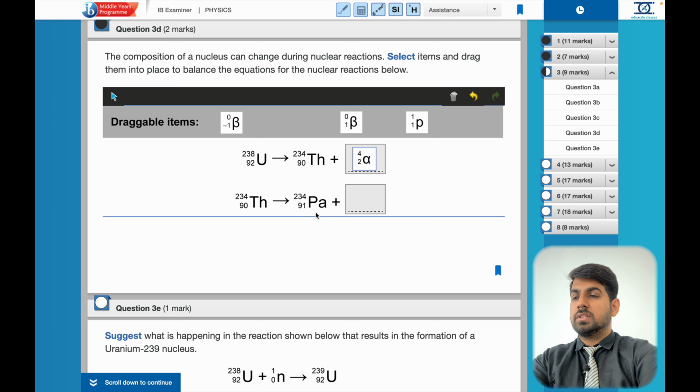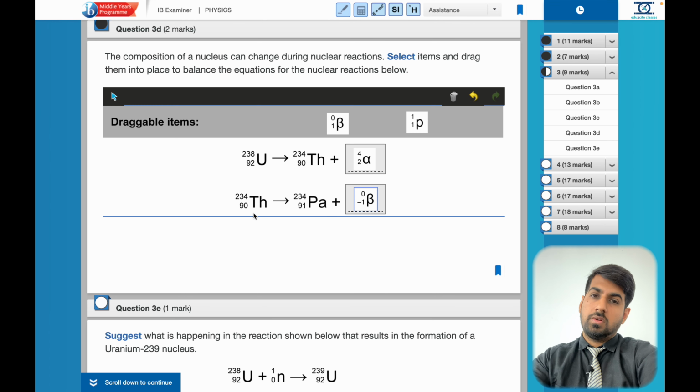Similarly, if you look at the below equation, now the thorium is converting, so there is no change in mass number. So there should be 0 and 0, but if you look at the atomic number, it increases by 1. So this will be this one. It increases by 1, so it has to be this minus 1. So 91 minus 1 will be equal to 90.